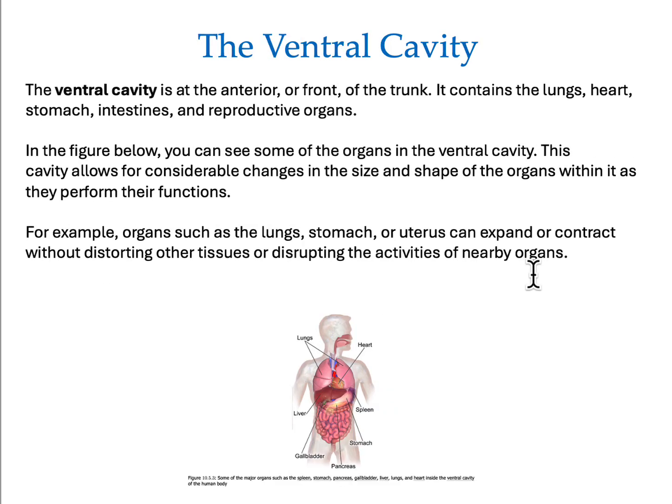The ventral cavity. The ventral cavity is at the anterior or front of the trunk. It contains the lungs, heart, stomach, intestines, and reproductive organs. In the figure below, you can see some of the organs of the ventral cavity. This cavity allows for considerable changes in the size and shape of the organs within it as they perform their functions. For example, organs such as the lungs, stomach, or uterus can expand or contract without distorting other tissues or disrupting the activity of nearby organs.